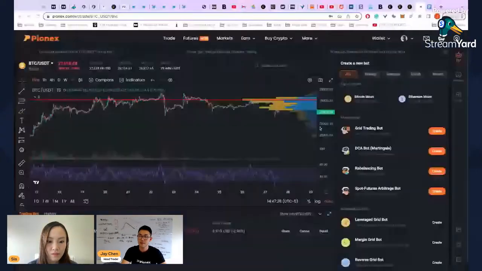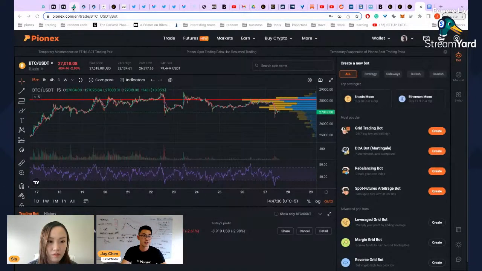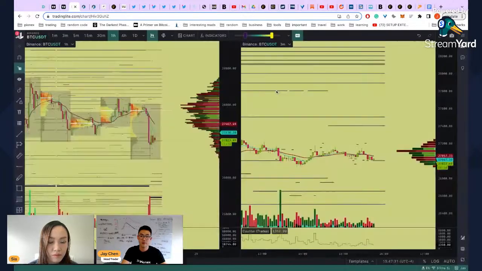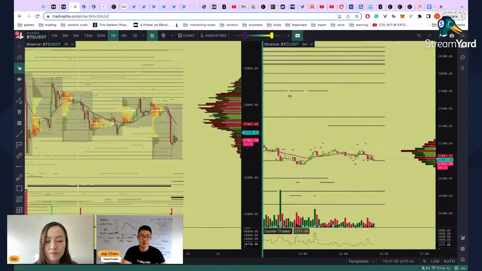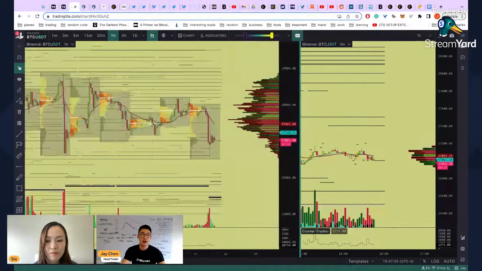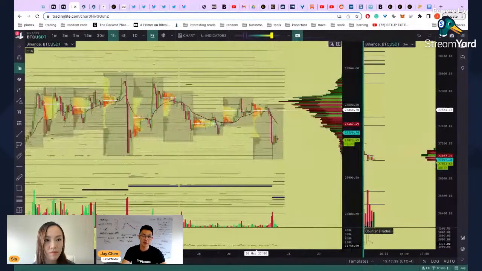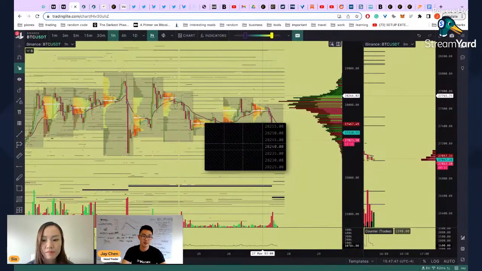Let's see. Stream, present, share screen, share this whole screen right here. Cool. All right, so this is TradingView. I think they have TPO on other platforms as well, but this is the one I like to use. However, it is very laggy, as you can see. It's barely moving.